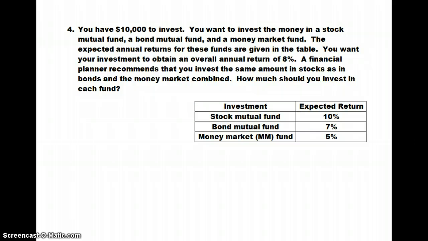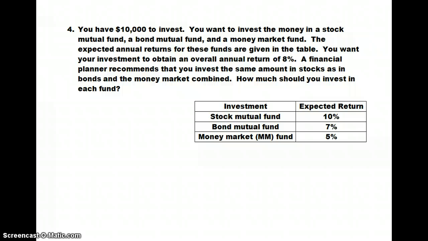You want your investments to obtain an overall return of 8%. A financial planner recommends that you invest the same amount in stocks as in bonds and the money market combined. How much should you invest in each fund? Okay, so I know that this problem is long and looks complicated, but I promise you it's just like the problems we've been doing so far.